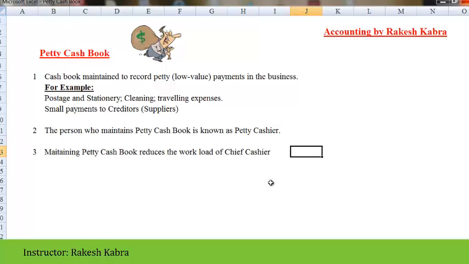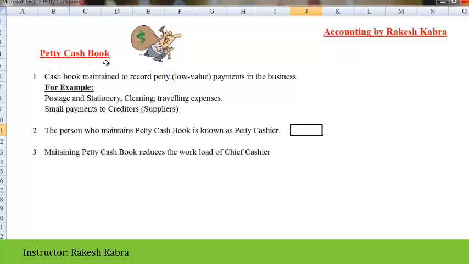It means in the business there will be two cashiers, the chief cashier and the petty cashier. The chief cashier will pay attention to the transactions of high value, and the petty cashier will pay attention to the transactions of low value. He will record only small payments, petty payments. So, understood the theoretical aspect of the petty cash book.